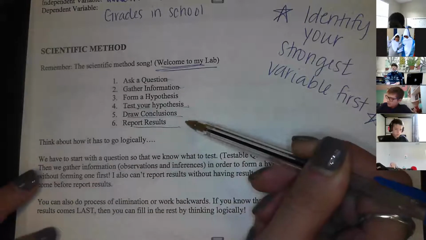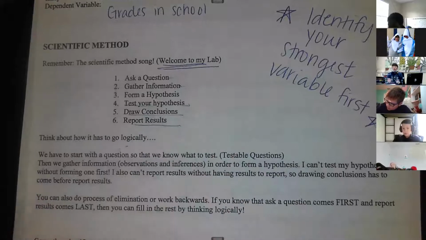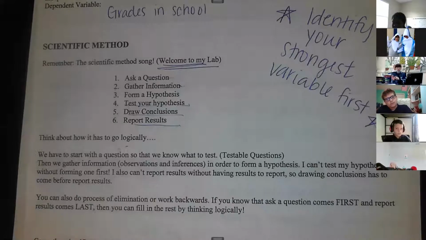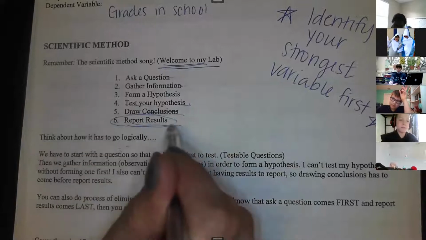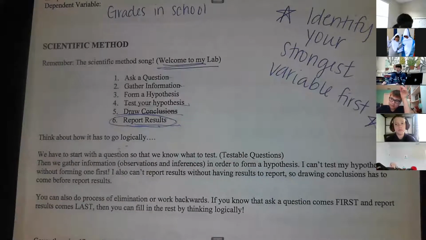If that song doesn't help you, think about how it goes logically. We know that in order to do an experiment, we need a testable question. So the question has to go first. We know that our hypothesis is an educated guess. What makes it educated? Gathering information, right? Observations. Then we form our hypothesis. If we form a hypothesis, then we have to test it, right? Then I get all this data. What do I do with the data? I draw conclusions from it, and then I share my results. That has to go last, okay?